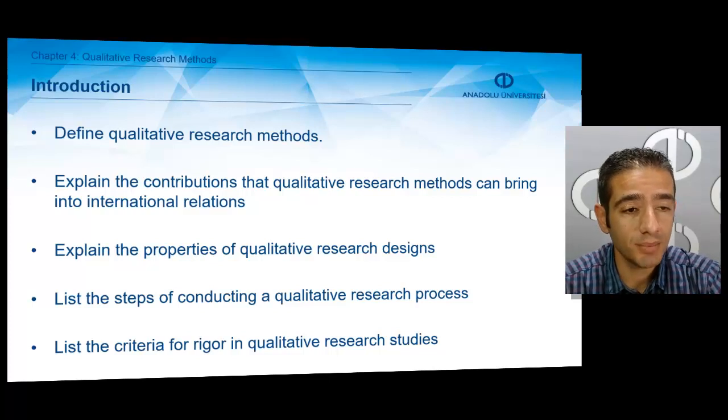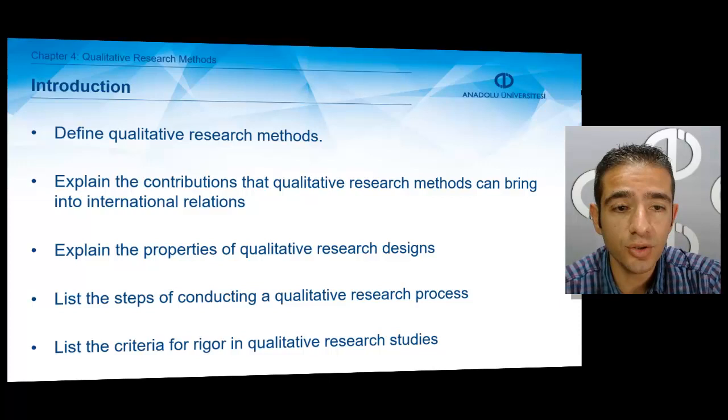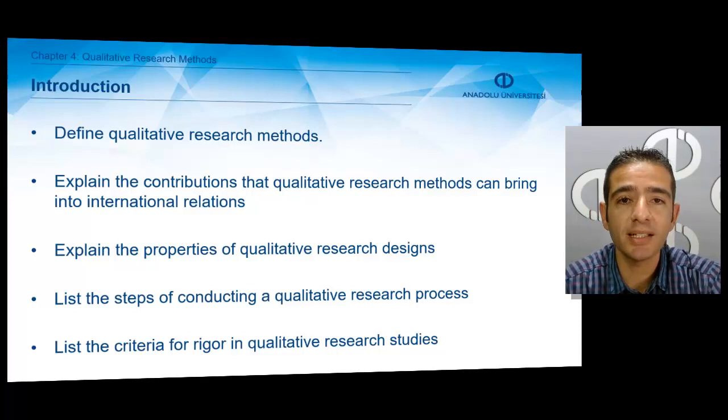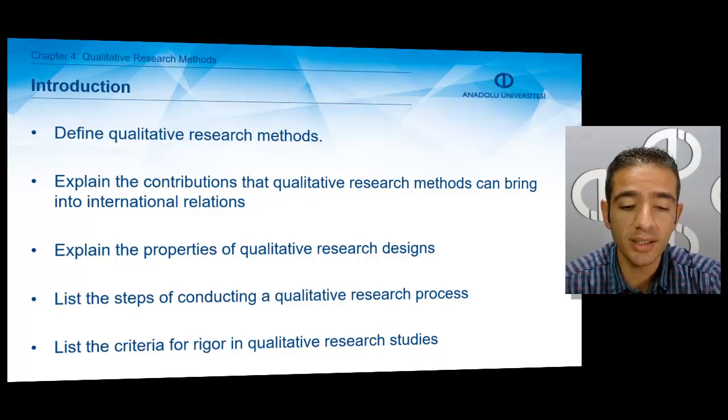In this chapter you will define qualitative research methods and explain the contributions that qualitative research methods can bring to international relations. You will also explain the properties of qualitative research design, list the steps of conducting a qualitative research process, and finally list the criteria for rigor in qualitative research studies.